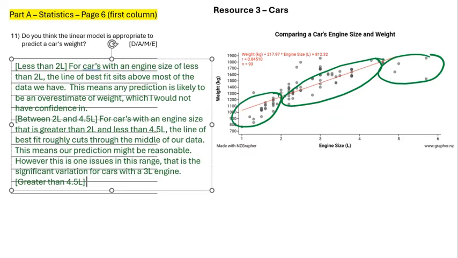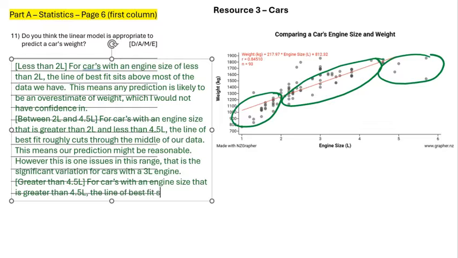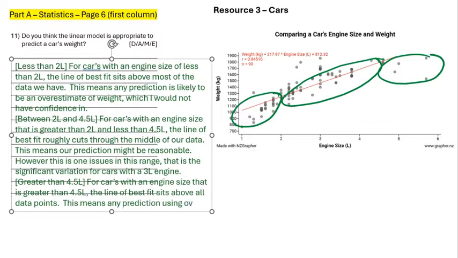So the next thing is 4.5 liters. We're going to repeat the same kind of structure, and we're just going to talk about how the line of best fit is going to be well over those points. For cars with an engine size that is greater than 4.5 liters, the line of best fit sits above all data points. This means any prediction using our model will be an overestimate.